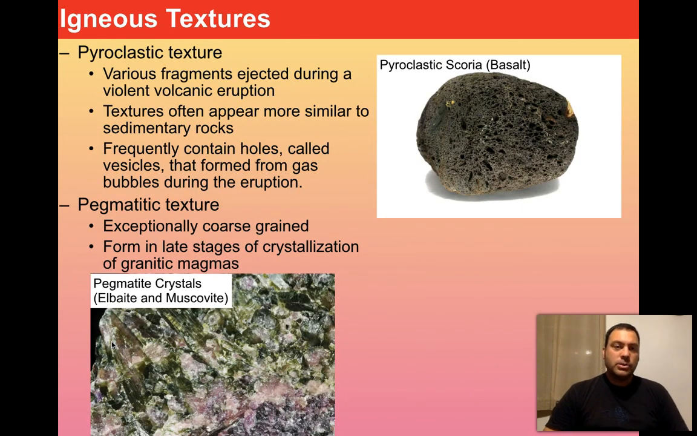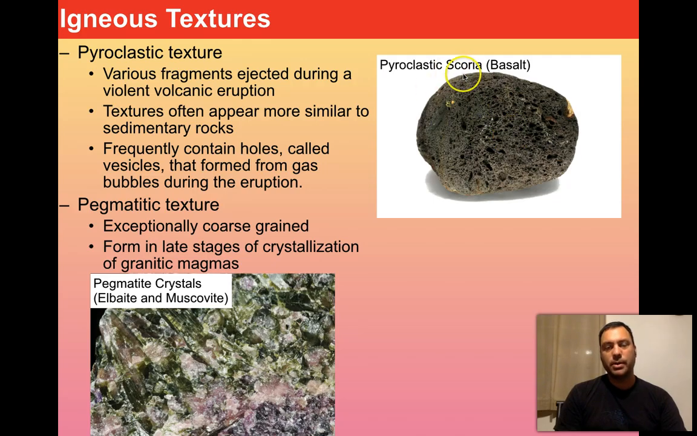Okay, and two other really interesting textures to just kind of keep in mind. There's the pyroclastic texture. So various fragments ejected during a violent volcanic eruption. Typical of this would be a pyroclastic scoria. Pyro meaning fire, clastic meaning broken. Fire broken scoria. This is a basalt. We usually just call it a scoria or a cinder.